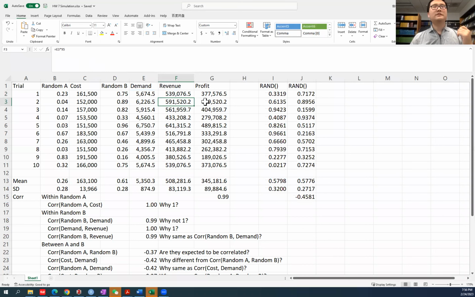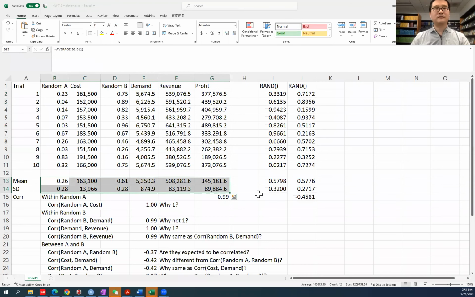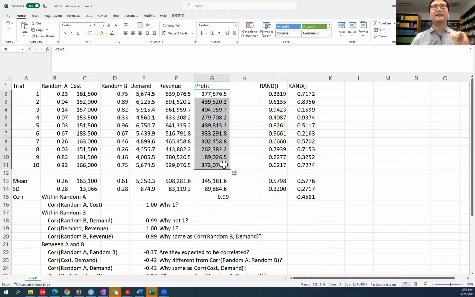Okay, so we do the same for profit. Profit is nothing but the difference between revenue and cost. So that's exactly how I calculate each of these columns. And I also generated the mean and standard deviation of each of them. What's required in part A of problem 3 is the minimum, maximum, and average of profit. You can easily calculate each of these three pieces of information given this column of simulated profit.